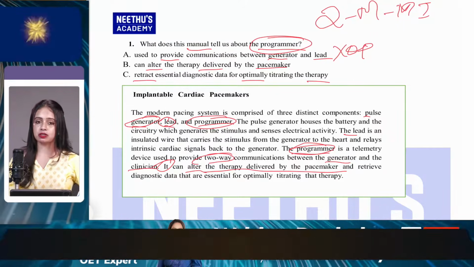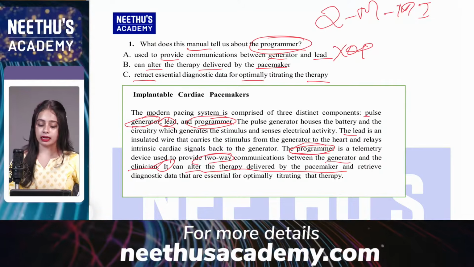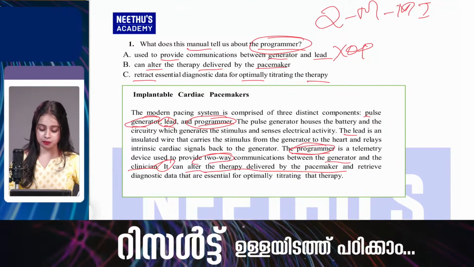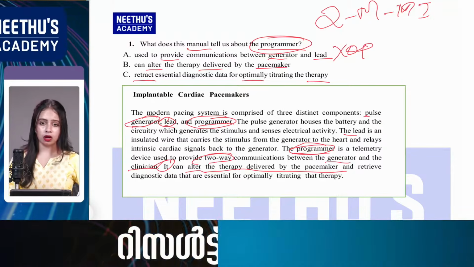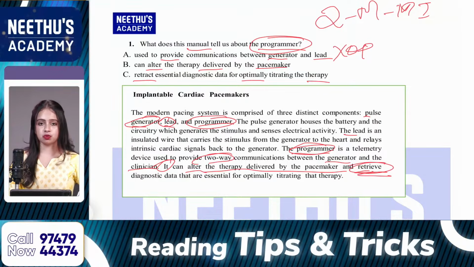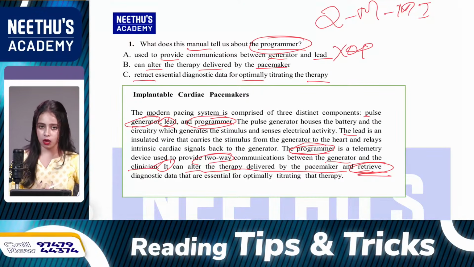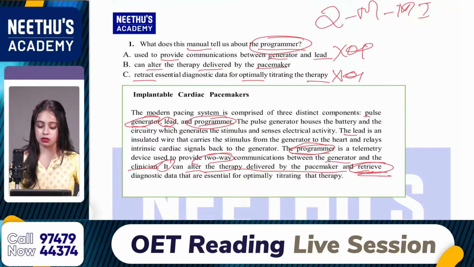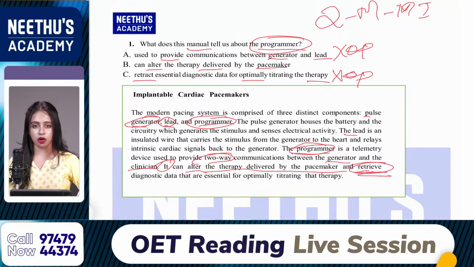And what about option C? Retract essential diagnostic data. So what do you mean by retraction or retract? Which means withdraw. Again, it is just the opposite. Here it is retrieve. Retrieve, which means what? Collect. So it's just the opposite. So I'm eliminating option C also. This is my contradictory or opposite option.